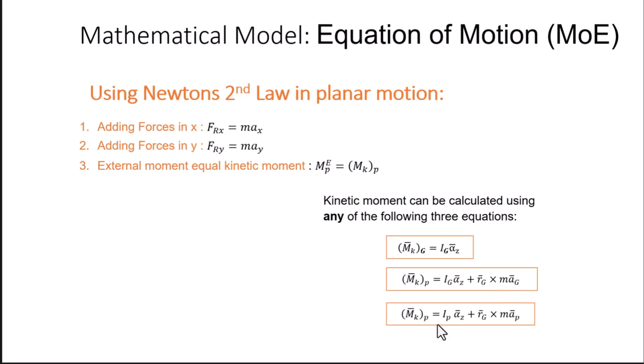We can also calculate using the mass moment of inertia about the point where we are taking moment, times angular acceleration, plus the distance from point P to the center of mass, crossed with mass times acceleration of that point P. This equation is very useful when we take moment about a fixed point, where acceleration equals 0, because then we have only this term.